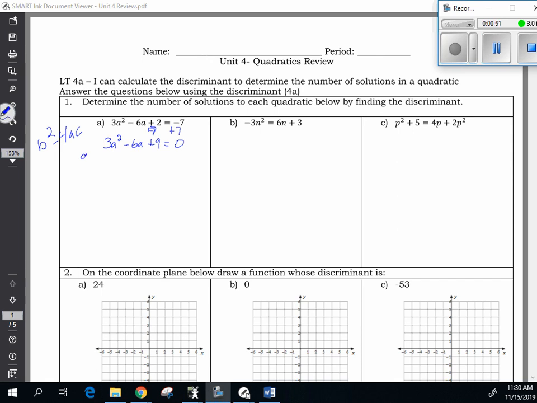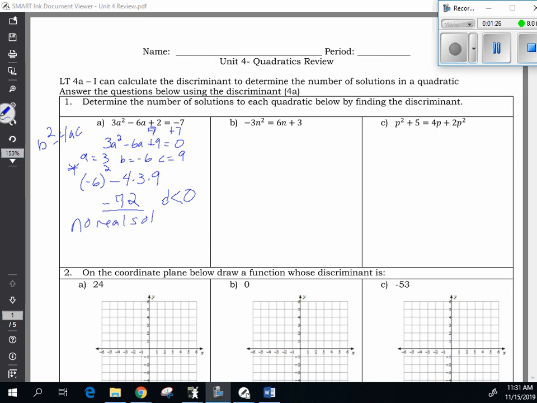Okay, in this case, a is 3, b is negative 6, and c is equal to 9. So, it's b squared, so this is going to be negative 6 squared. You have to put this in parentheses. That's really important, because otherwise you're going to get the wrong answer. Minus 4 times 3 times 9. When you put all of that in your calculator, you end up with negative 72. When your discriminant is less than 0, you end up with no real solutions.